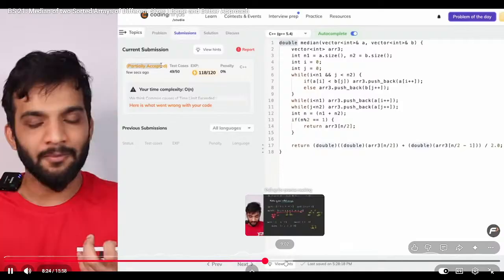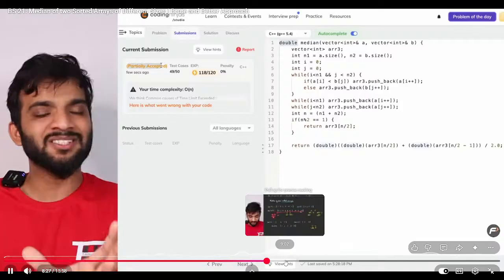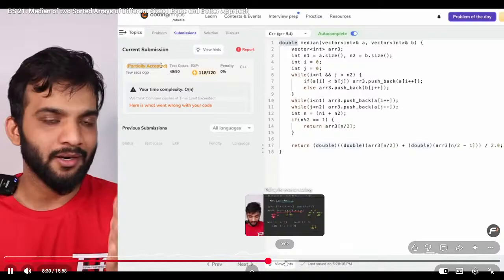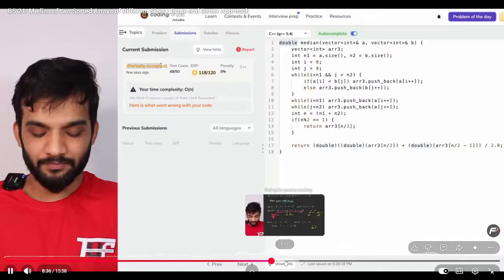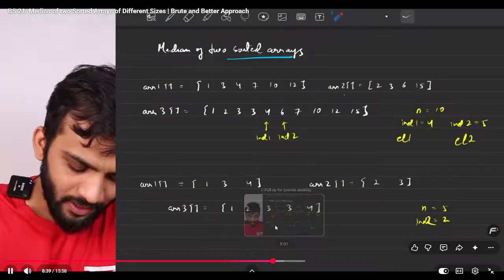Can we do better? The next better solution will be to optimize the space, and after that we'll try to work on this time limit exceeded. But as of now, can we optimize the space, like get rid of this third array? That is what we'll look forward to. So in the brute force solution, we were using extra space. Why was that? Because I was using an array 3 where I was storing all the elements.